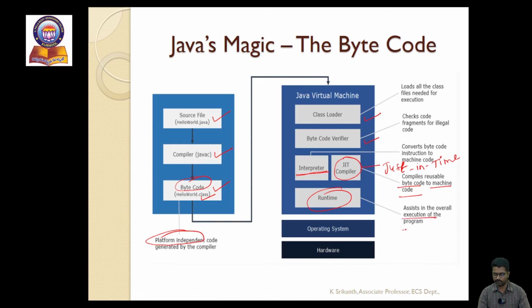Overall execution of the program is well done, and the results are seen in the console with the help of the operating system and hardware of the computer. So this is the entire process that happens within the computer.